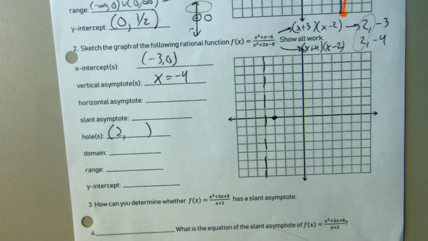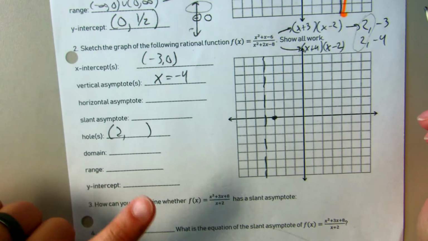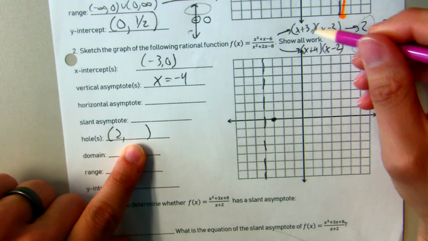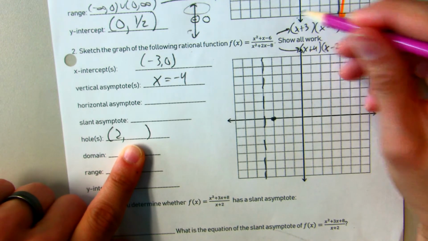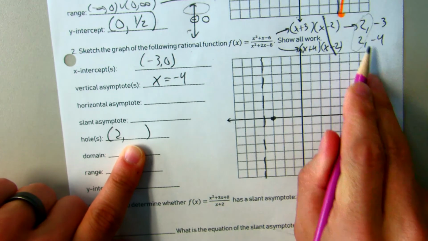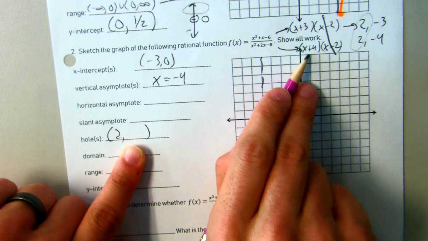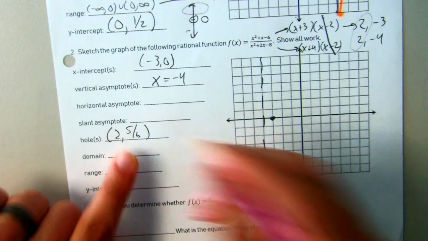Usually this doesn't work out. The way we find the y value of the hole is you plug in the x value of the hole into the reduced fraction. So imagine these being canceled out, and you would get 2 plus 3 over 2 plus 4. So 5 over 6.